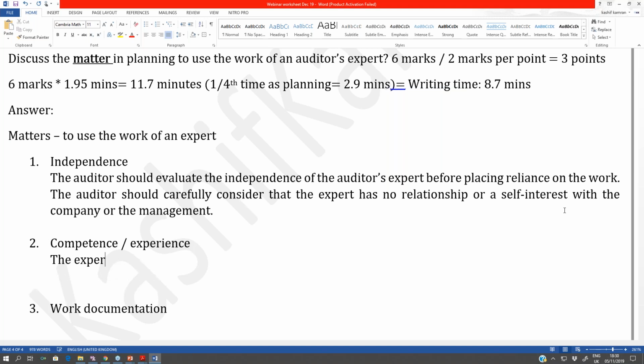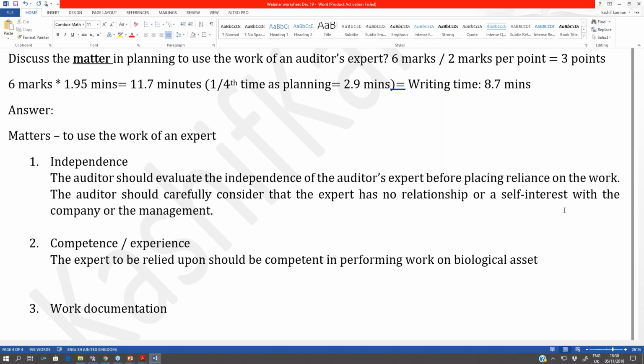The expert to be relied upon should be competent in performing work on biological assets. So you link that to the case study.